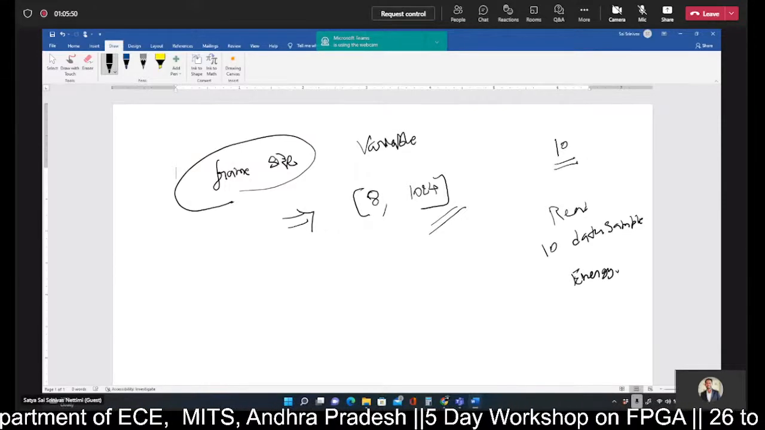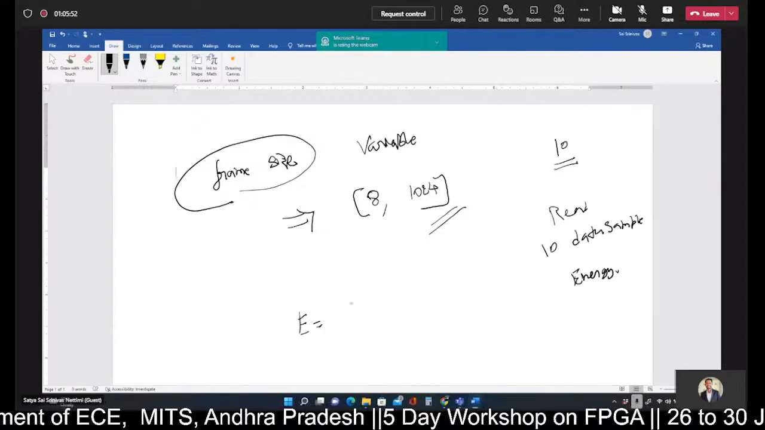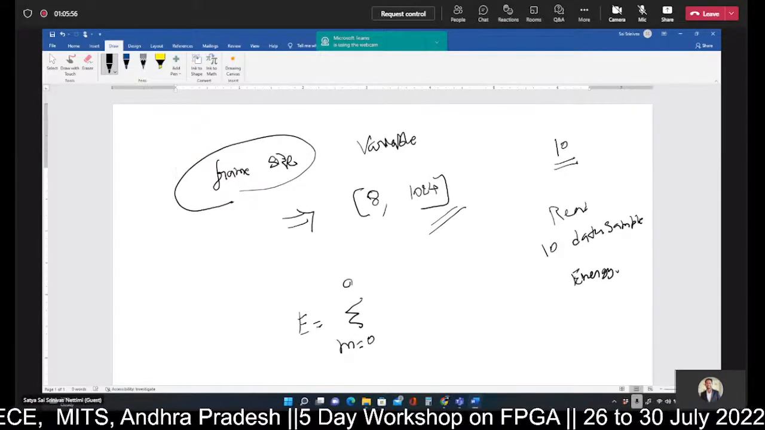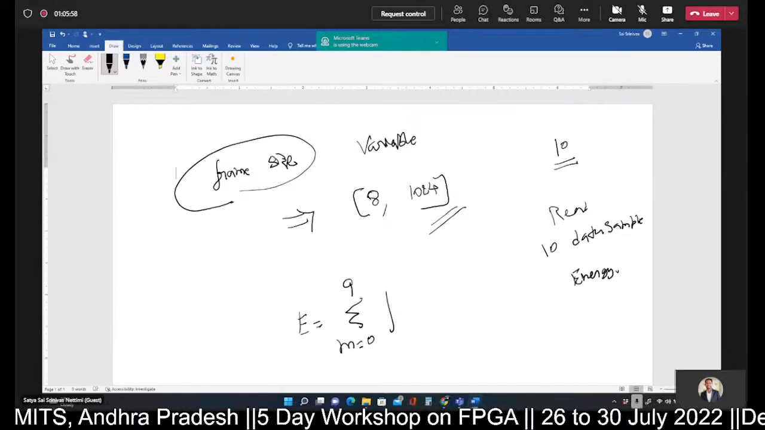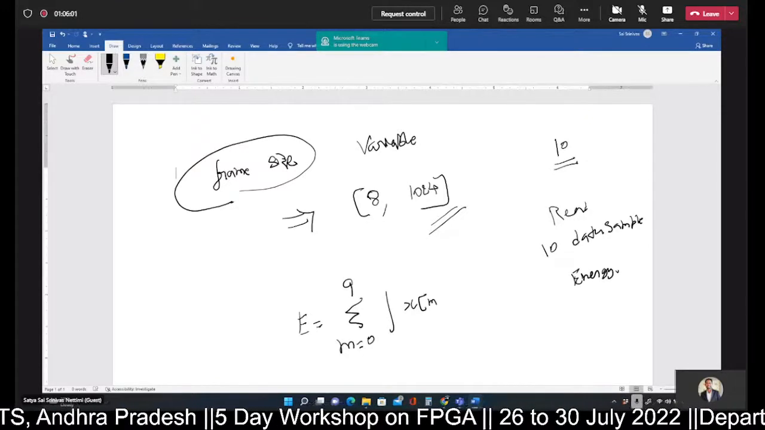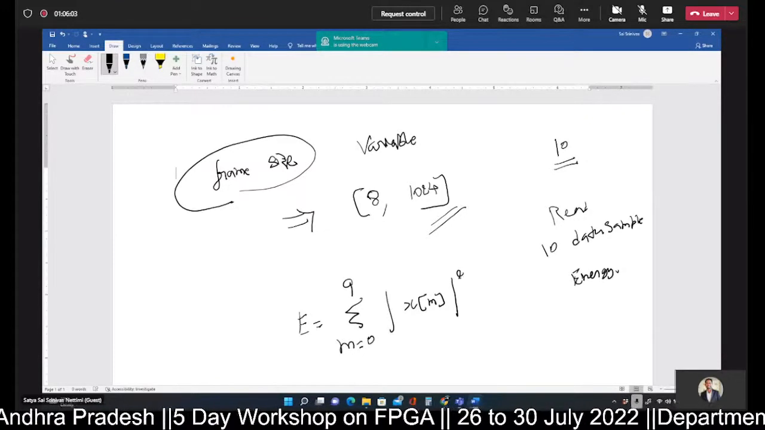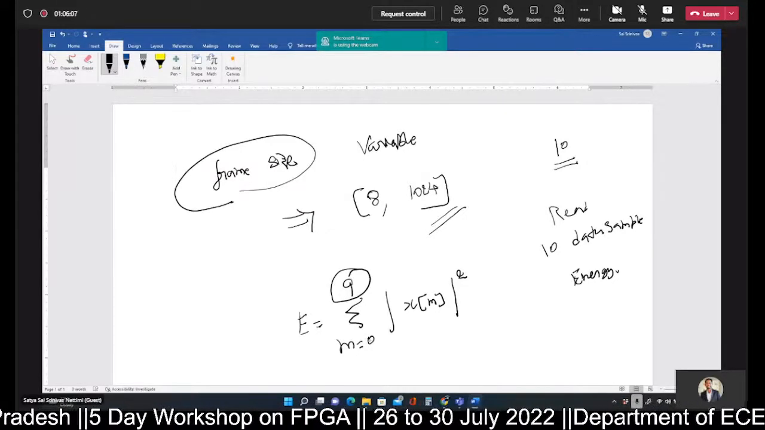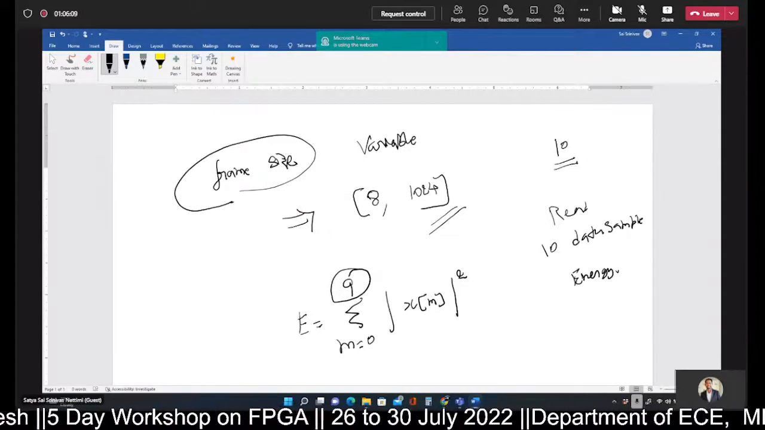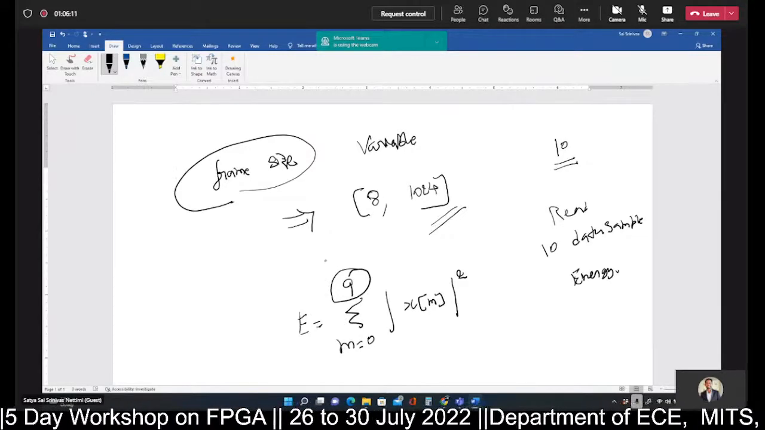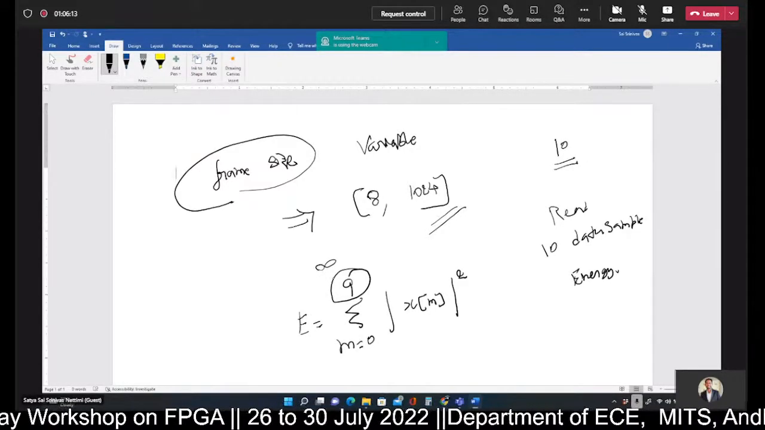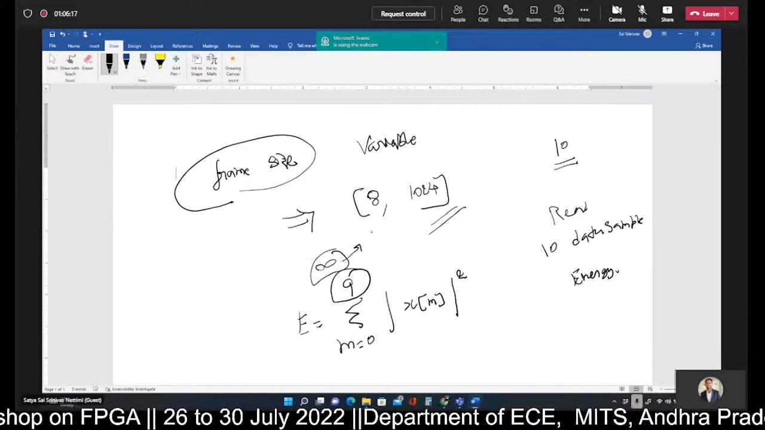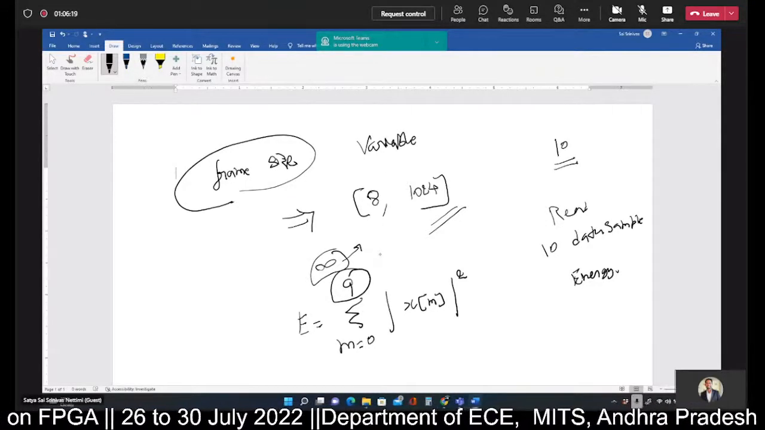So how will it calculate? Energy equals summation m equals 0 to 9 of modulus of x of m whole square. Since the frame size is 10, it is 0 to 9, x of m whole square. Actually, as per the mathematical formula, it is m equals 0 to infinity, but this infinity is of finite length that is given by the user.